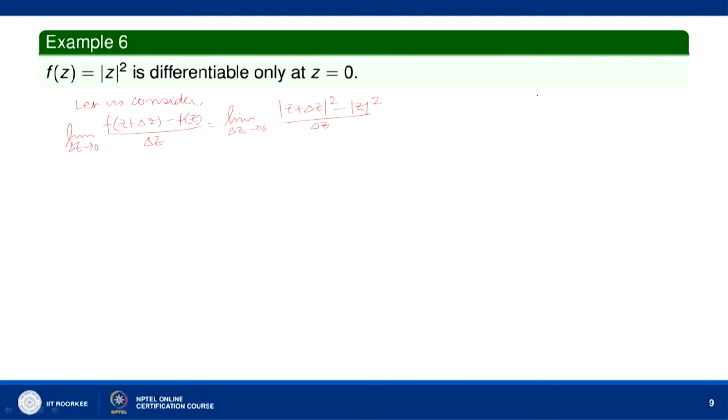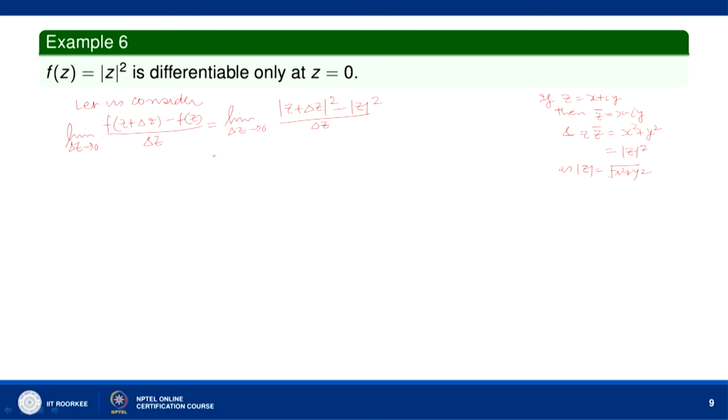Okay. Now, we know that if z is any complex number, if z is equal to x plus i y, then z conjugate is x minus i y, and z into z conjugate is equal to x square plus y square, which is equal to mod z square, because mod z is equal to under root x square plus y square. Okay. So, z times z conjugate is equal to mod z square.